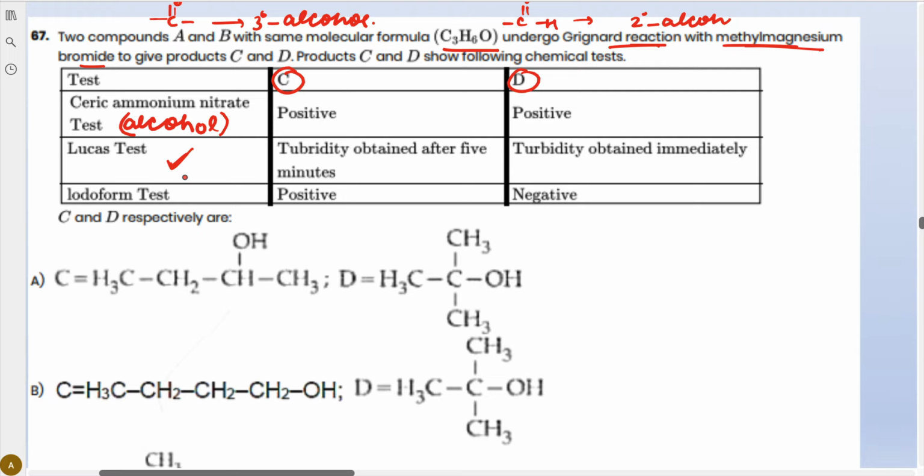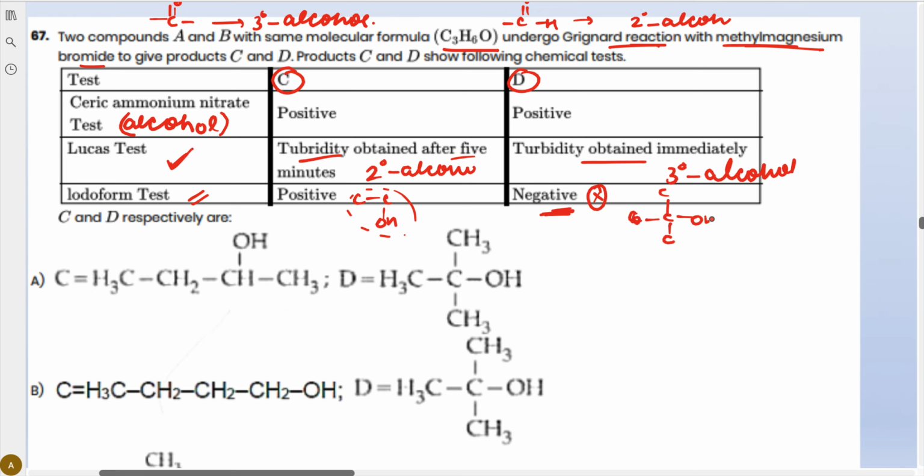The next test is the Lucas test. The Lucas test is to distinguish 1 degree, 2 degree, and 3 degree alcohols. Turbidity after 5 minutes means it is a 2-degree alcohol, and turbidity obtained immediately means it is a 3-degree alcohol. Last is the iodoform test. If the iodoform test is positive, it should be a methyl ketone or a methyl carbinol alcohol. So if it were oxidized it would give a methyl ketone, and this one gives a negative result, which means it cannot be oxidized. Iodoform it cannot give, and it should be a 3-degree alcohol. So something 3-degree alcohol should be there.